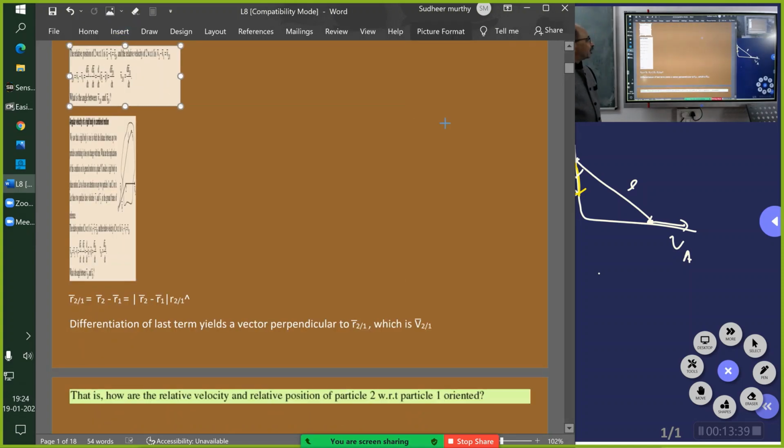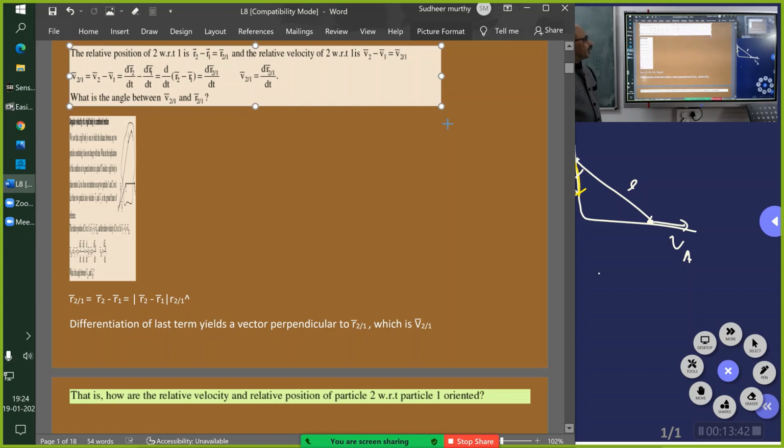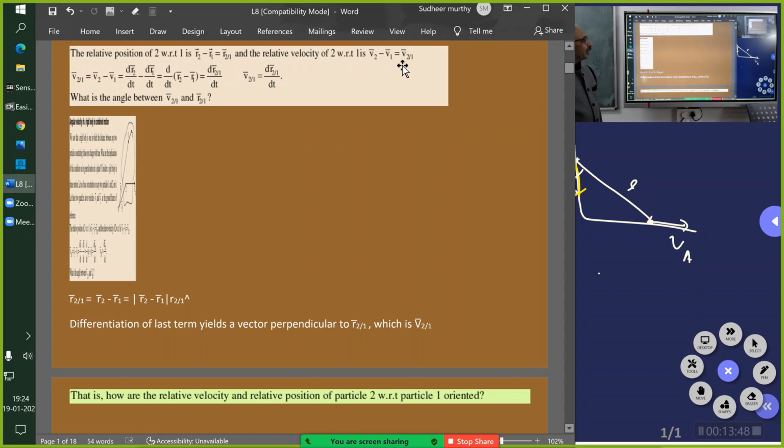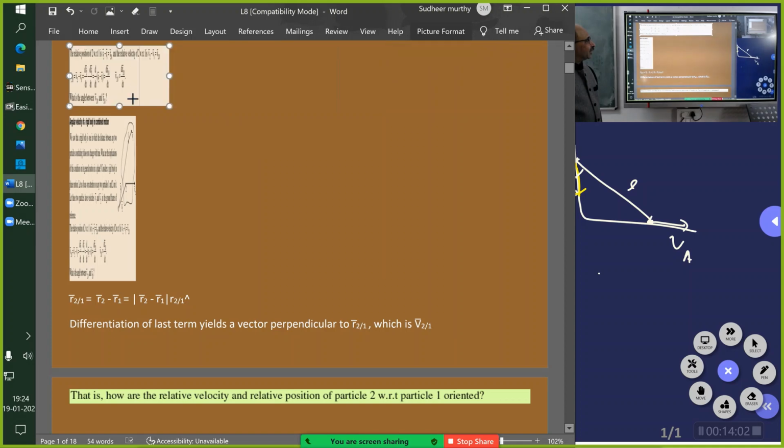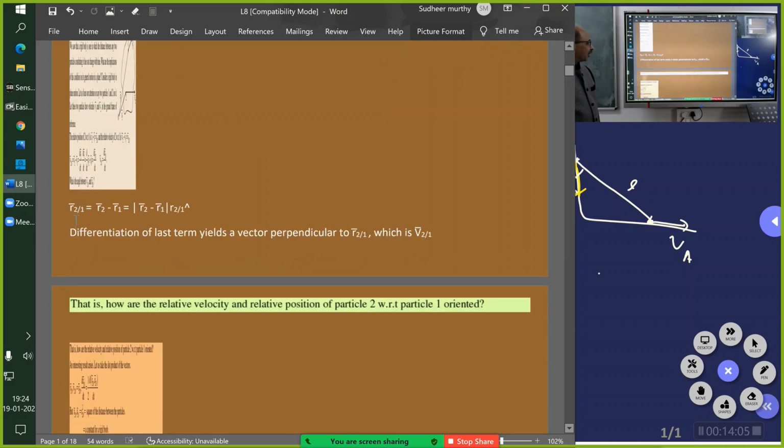So to give you the math model for this, this is given here. V2 bar minus V1 bar is V21 bar, R2 bar minus R1 bar is so and so. I am not happy with what is written here, so don't look at this; I would rather ask you to look at this. R21 bar is equal to R2 bar minus R1 bar, so you get modulus of R2 minus R1 times R cap 21. Read it as R cap 21; I was not able to type it here.